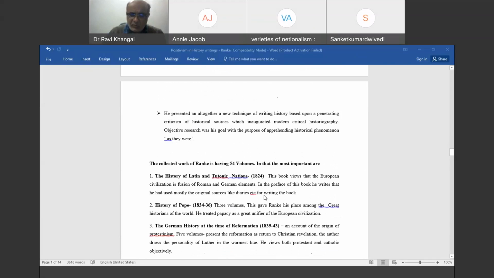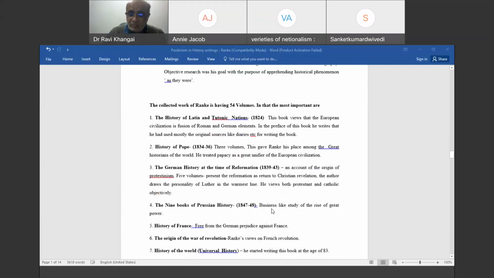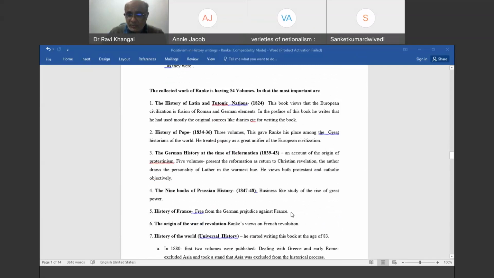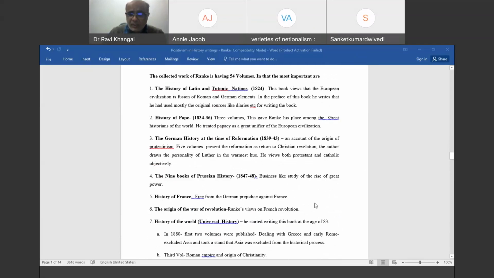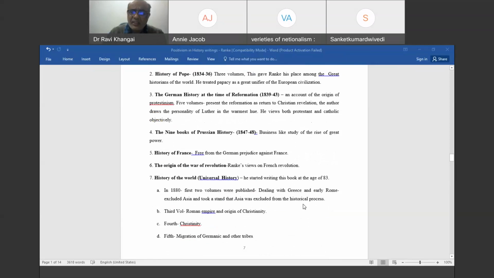Then he wrote History of the Popes, then German history at the time of Reformation. Then he wrote nine books on Prussian history. He also wrote History of France, the origin of the War of Revolution, where he talks about the French Revolution. All these books are written with the positivist perspective, where the resources are properly listed, where he gave proper references, and he made a scientific analysis of all those resources available to him. Then another very significant contribution is History of the World, which he started writing very late, at the age of 83.